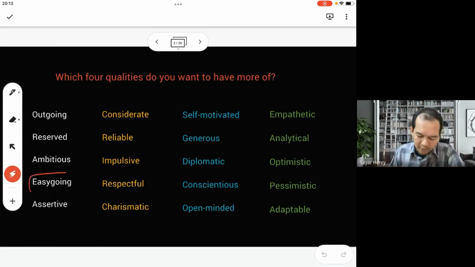And now we have another one, easygoing. So okay, we saw outgoing, but now we see easygoing. What kind of quality is easygoing?